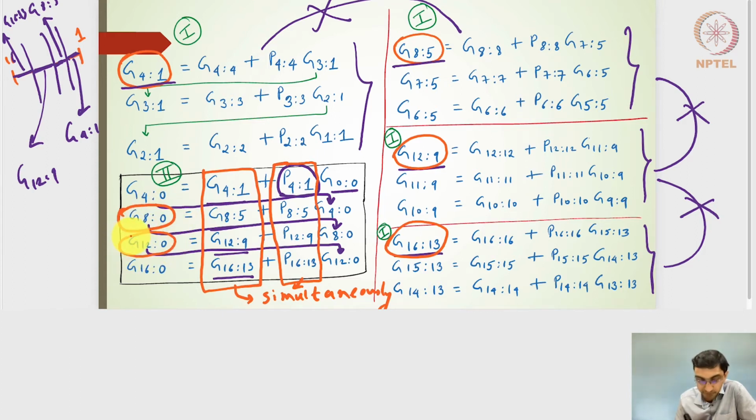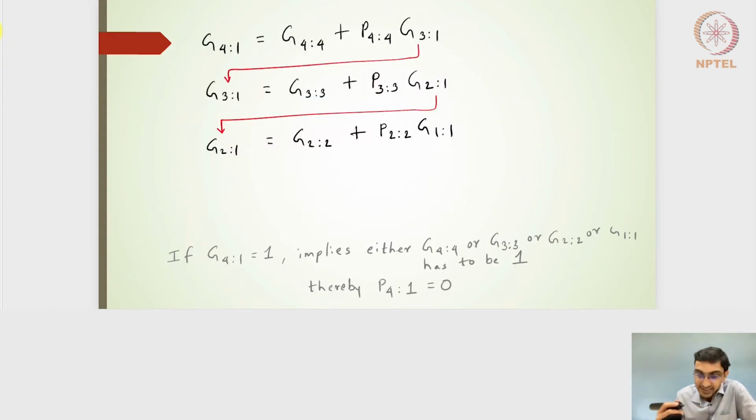12:0 can actually skip G11:0, 10:0, and 9:0. In fact, whenever G8:0 is made available, with one AND and one OR gate it should be able to generate 12:0. G16:0 doesn't have to wait for G15:0, 14:0, 13:0. The moment 12:0 is available, it can generate G16:0. Right, so it skips G15:0, 14:0, and 13:0, and whenever 12:0 is made available, it directly generates G16:0.